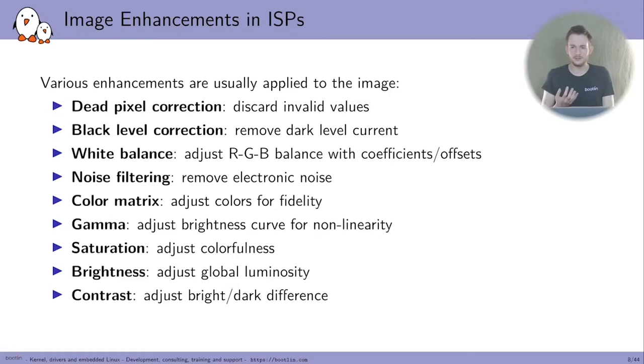The color matrix is used to recreate the fidelity of the colors, the gamma to adjust the brightness for the non-linearity of the displays, the saturation, which will increase the colorfulness of the image, then the general brightness to increase or decrease the luminosity. We can also play on the contrast to increase or decrease the difference between the dark and the bright areas of the image. So that's typically the base enhancements that we will find in an ISP.